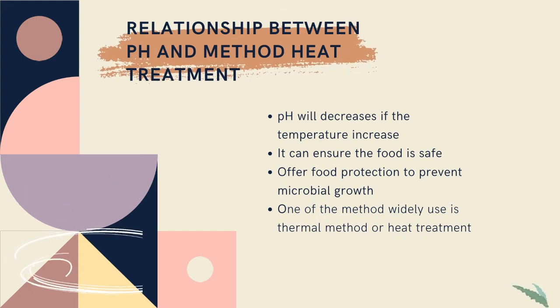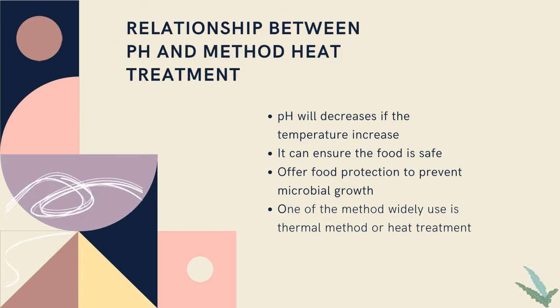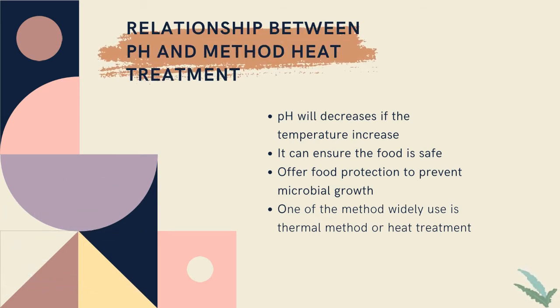Next is the relationship between pH and heat treatment method. A pH value plays an important role in determining the amount of heat required to ensure a safe product during industrial food processing. A pH value that offers protection against microbial growth may even provide microorganisms with optimal condition for reproduction. Foods with very low or high pH value will prevent microbial growth and could be stored over long periods of time without undergoing further preservation process.